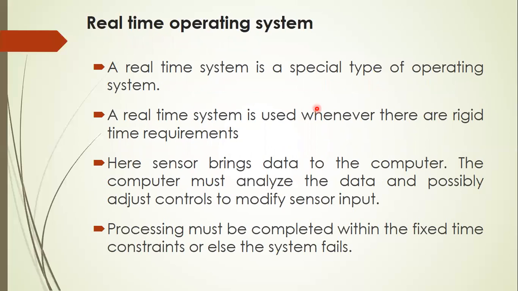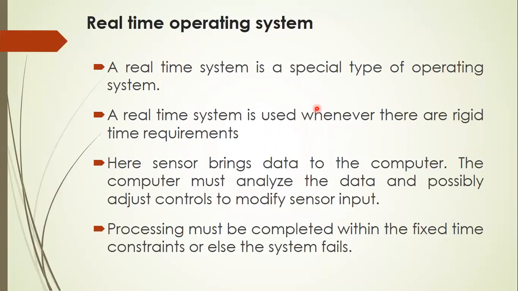A real-time operating system is a special type of operating system, similar to your time-sharing operating system and multi-programming operating system. Why is it called a real-time operating system? In a real-time operating system, we have a rigid time constraint, a rigid time limit. Here, the processing has to be completed within the time limit. Even if any processing is completed after the time limit, it has no use at all. It will lose its significance.